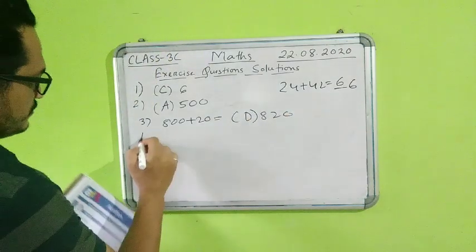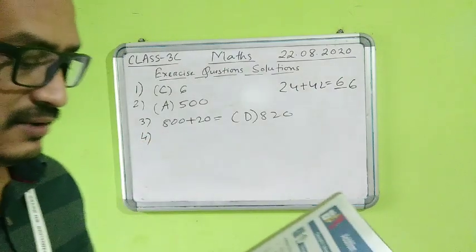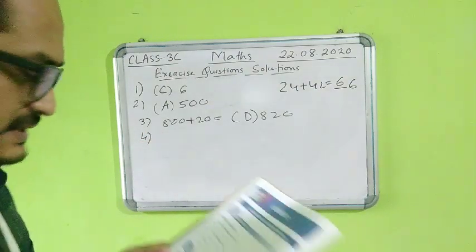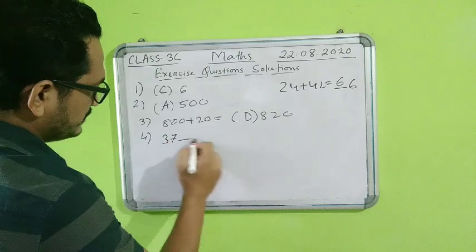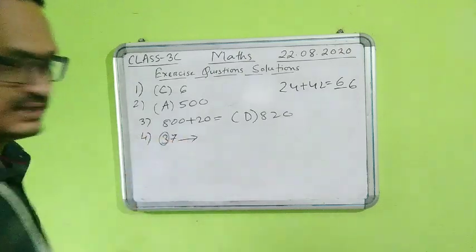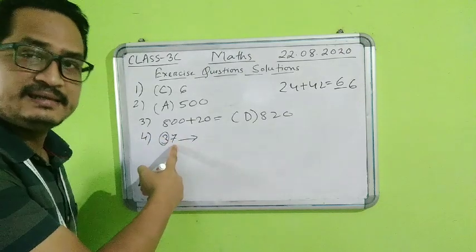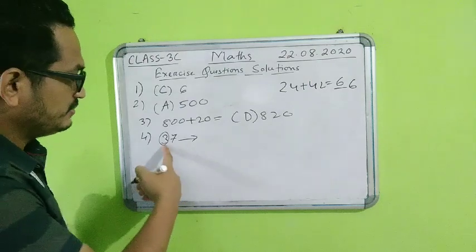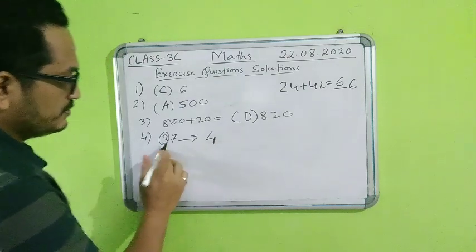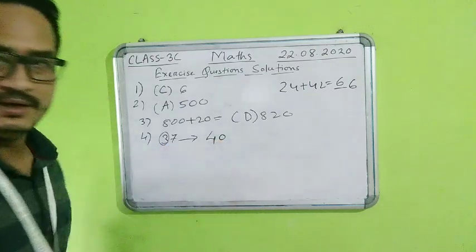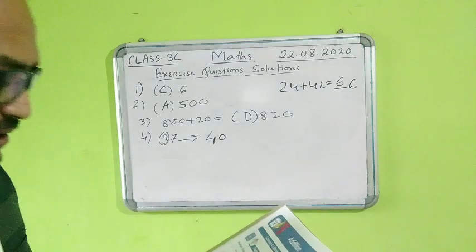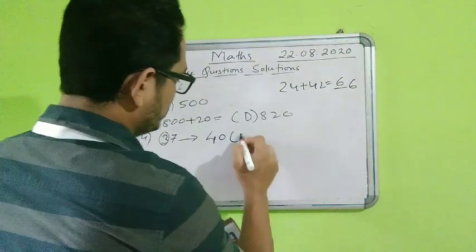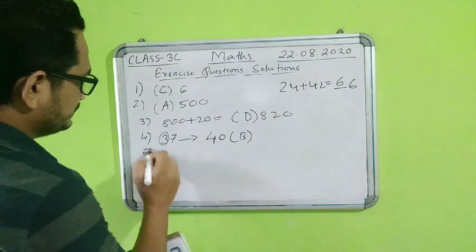Now next, question number 4: the value of 37 rounded to the nearest tens. If I round off 37 to the nearest tens, this is the tens place. On the right hand side, what is there? 7, which is greater than 5. So here 3 will become 4. You have to add 1 and this will be 0. So the answer will be 40. Now where is 40? In option number B. So option B is correct.